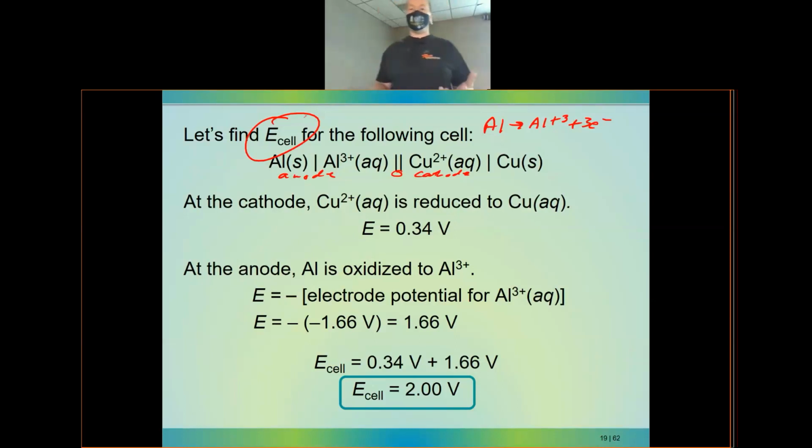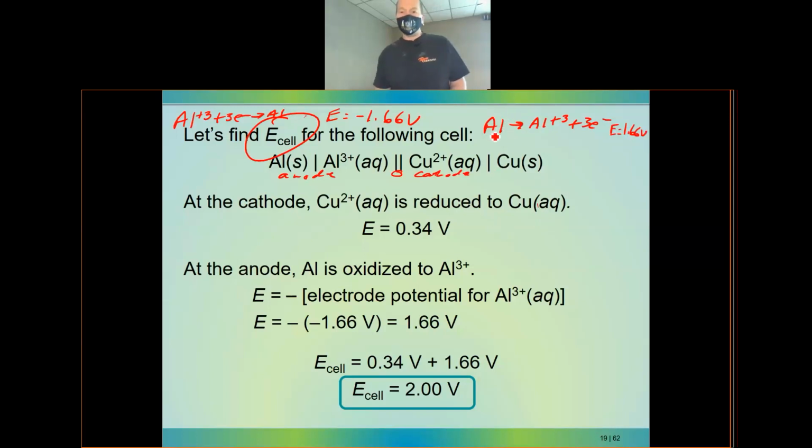When you look up the number on the table, what you're going to find is always reduction. So you find Al plus 3 electrons going to Al, and on Table 19.1 the E value is negative 1.66 volts. So when you write the oxidation, you write it as positive 1.66 volts, and your E value here is a positive 1.66 volts.